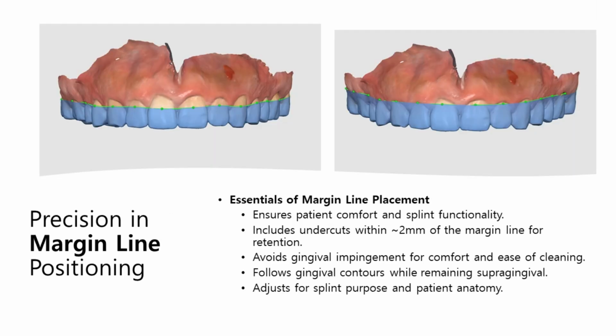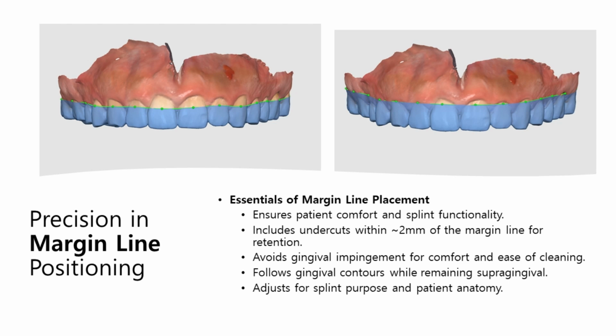The placement of the margin line is critical for both the comfort of the patient and the functionality of the splint. It requires precise positioning to achieve the desired outcomes. Including undercuts within approximately 2 mm of the margin line is essential for ensuring effective retention. This allows the splint to engage with the teeth properly, securing it in place.